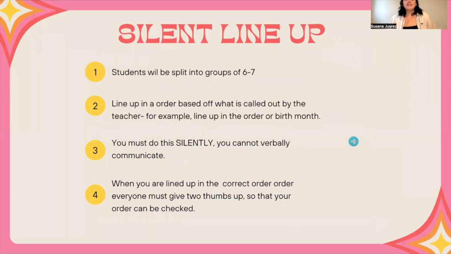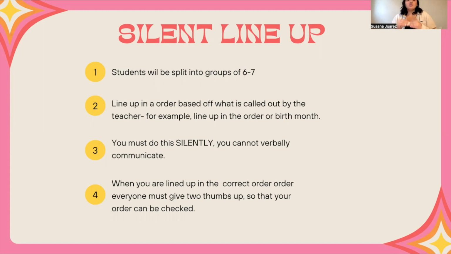Play is silent learning. So you will be split into groups of 6 to 7, depending on our class size. I will be splitting you, and you are going to line up based off what is called out by the teacher. For example, if I said order of birth month, that means you have to line up. So whoever's birthday is in January would be first. If there's no birthdays in January and February, all the way to December, and you would line up in that order. If there's two people whose birthday is in April, then you would need to figure out whose birthday is first. How?